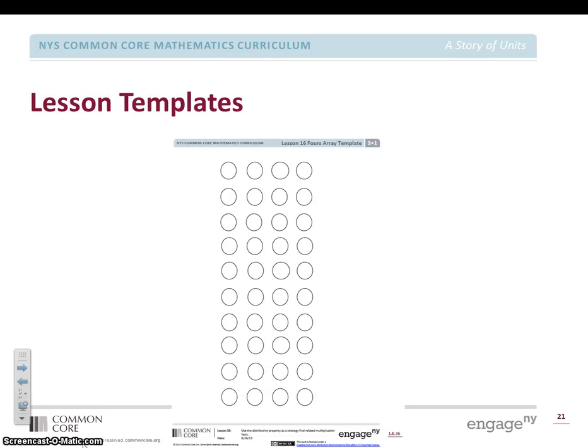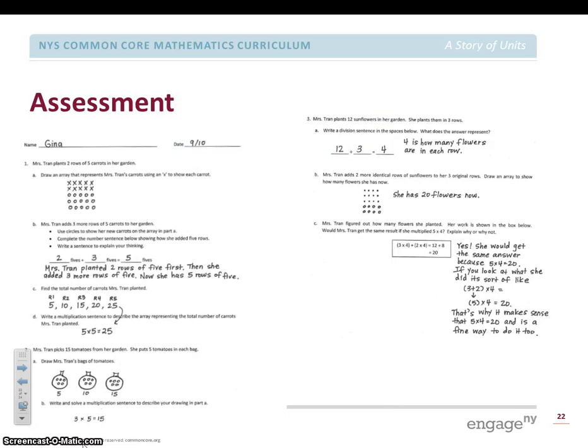Sometimes templates, like in lesson 16, are included within the modules. Other times they're not easily available. Sometimes I have a hard time finding the templates that are used, and I just have to Google search it. So keep an eye out for templates. They will be very useful.